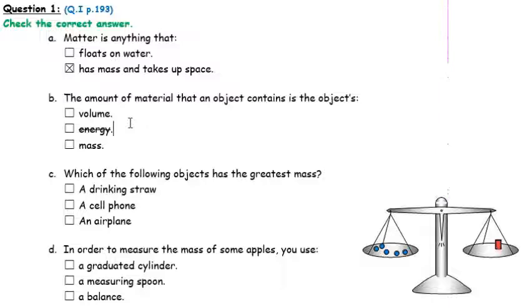Let's revise the definitions of these two terms. What's the volume of an object? What is its mass? The volume is the amount of space that an object takes, and the mass is the amount of matter that an object contains. So the correct answer in this part is the third one, since the amount of material that an object contains is the object's mass.